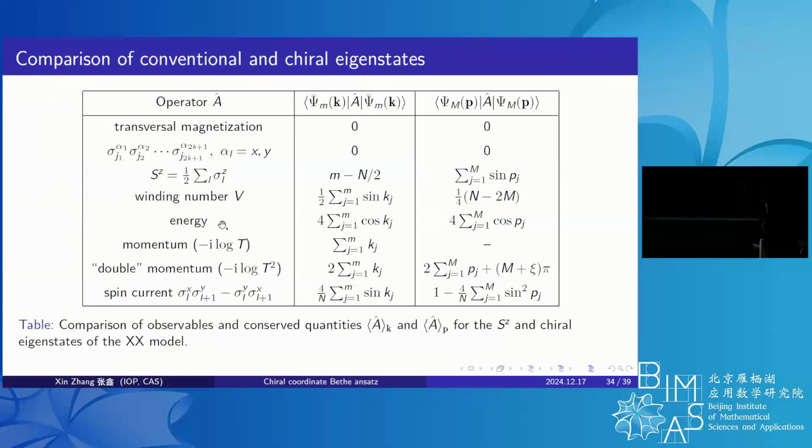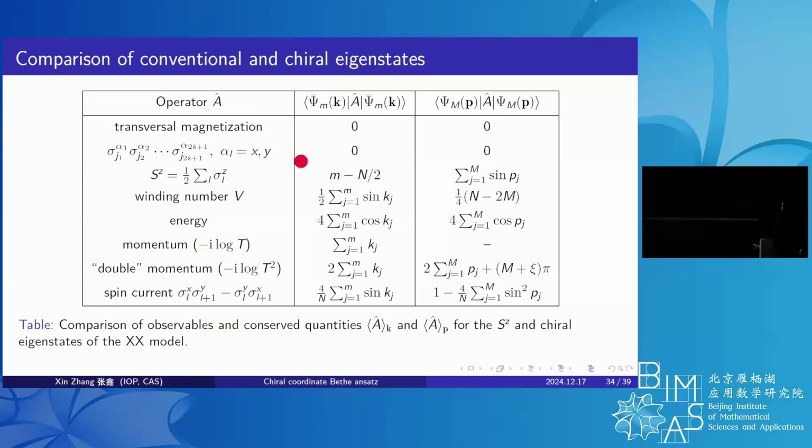Then is the comparison between the conventional eigenstates and our chiral eigenstates. First, for the transversal magnetization, they are both 0. But for S^z, the conventional ones are eigenstates of the total magnetization, but our states are not. And our states are eigenstates of the winding number, but the conventional ones are not eigenstates of the winding number.